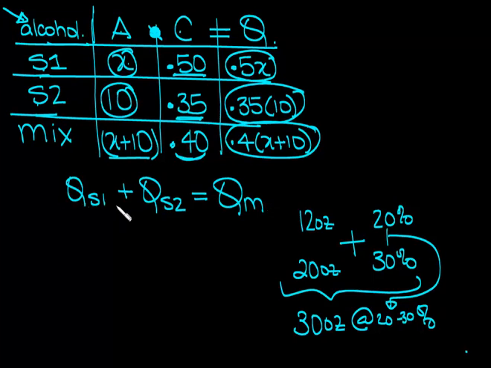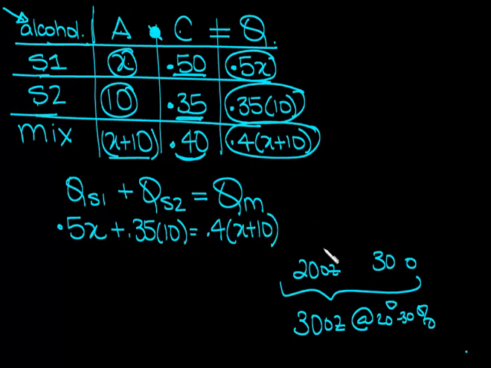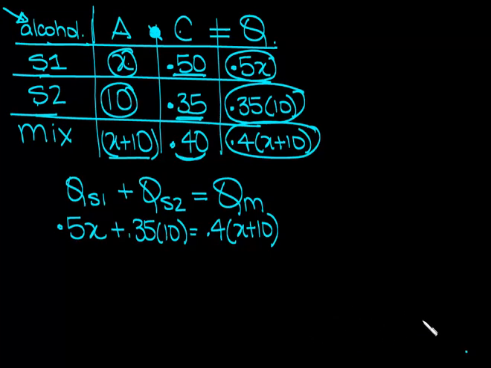It should, because if you're mixing, the amount of alcohol in each solution should give us the total alcohol in the mixture. So we get 0.5x, that's the quantity of alcohol in the first solution, plus 0.35 times 10 is equal to 0.4 times (x plus 10). Let me get rid of this. So there's my equation. It's in one variable, so it's all set up for us. All we have to do is get rid of the parentheses. So we get 0.5x plus 3.5 is equal to 0.4x plus 4.